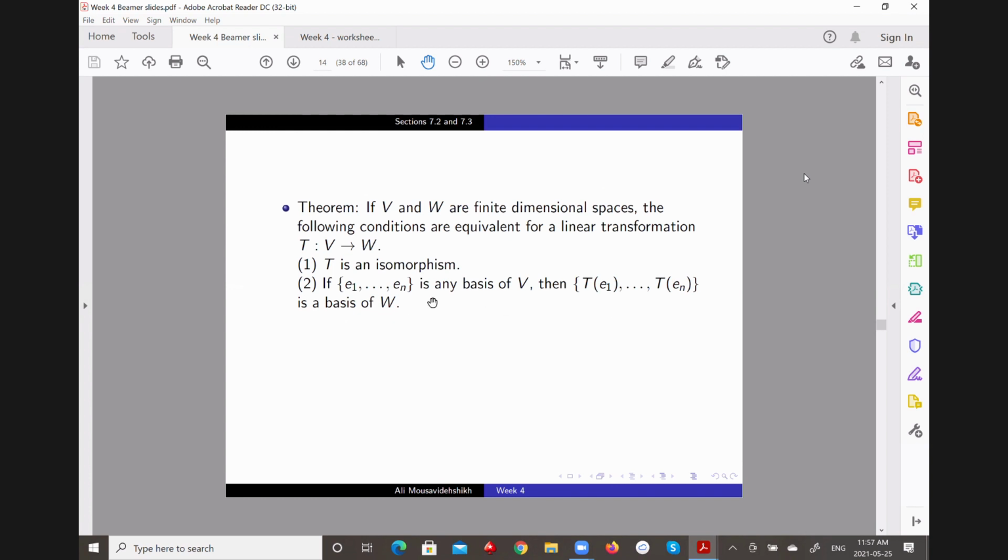Now, this seems tedious because you would have to check for any basis. But the next example says, if there exists a single basis that does this, then it's automatically an isomorphism. So a really nice way to check if a map is an isomorphism is all you need to do is pick a basis for your domain, apply T to it, and see if you end up with a basis for W. If you do, you have got an isomorphism. If you don't, you don't have an isomorphism.